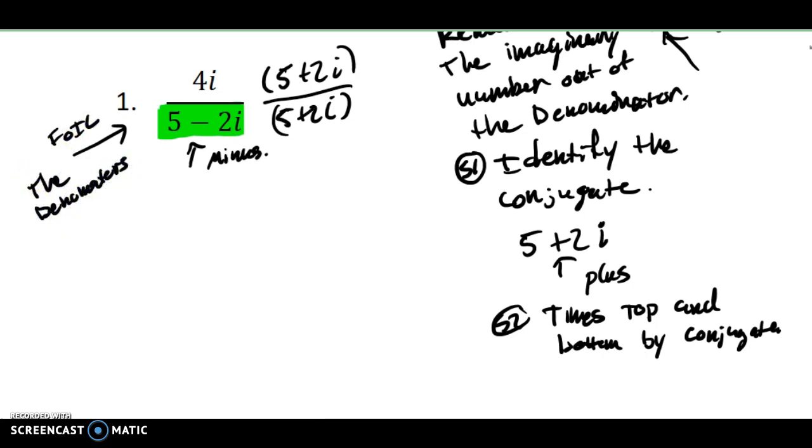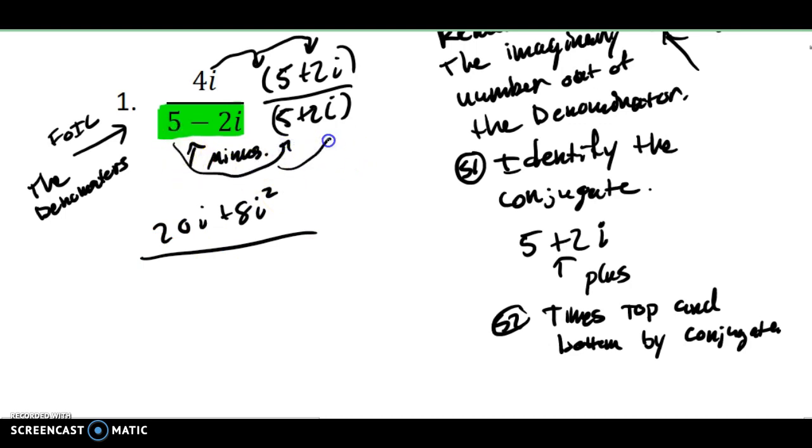Okay, so I'm going to start with the numerator. So I'm going to distribute this in. So I'm going to get 20i plus 8i squared. And then the bottom I'm going to FOIL. So this 5 is going to go to both. So I have 25 plus 10i. And then the negative 2i is going to go to both. So I'm going to get minus 10i minus 4i squared. And if we did this correctly, these will always cancel when we do this.